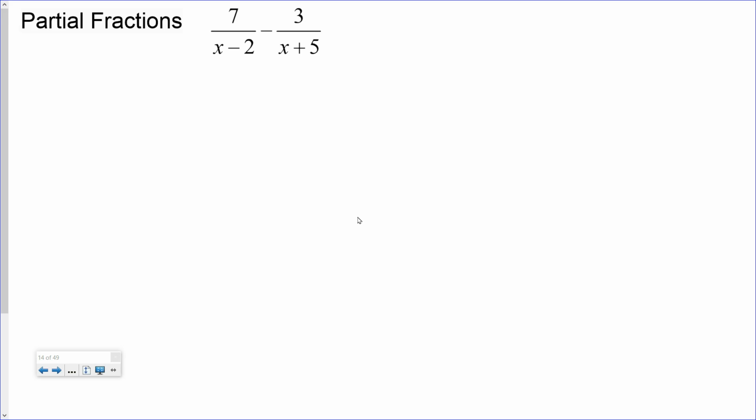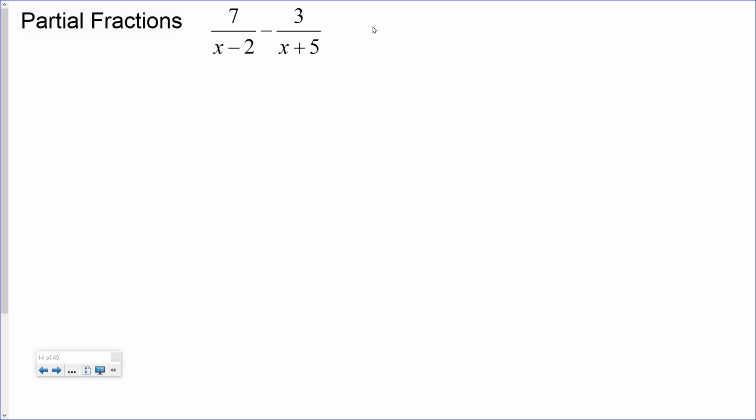Partial fractions, guys, is not a calculus topic. Okay, so let me just show you what partial fractions is. In Algebra 1, if you had two problems like this, could I combine it into one fraction? Do you know how to combine it into one fraction? Yes. Okay, if you combine it, you need a common denominator.